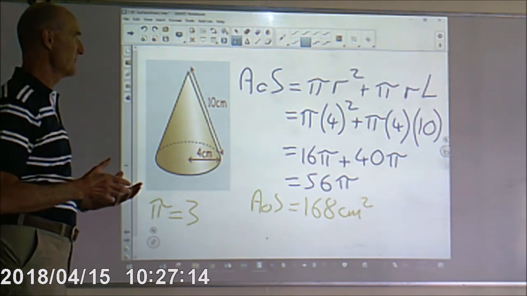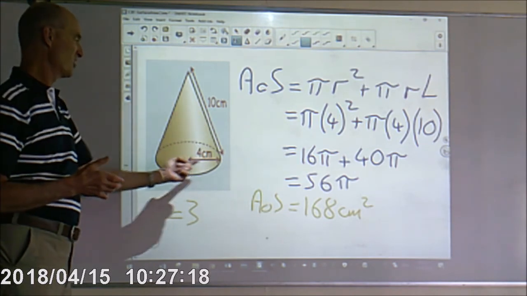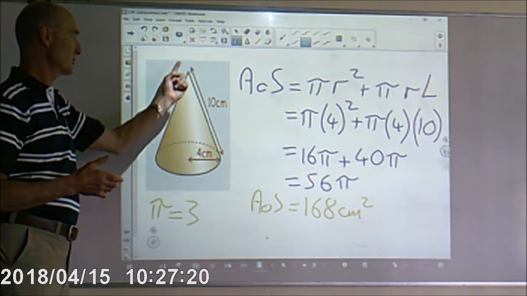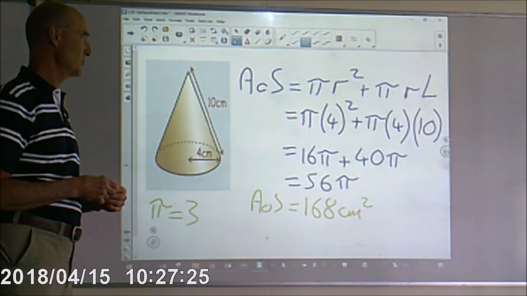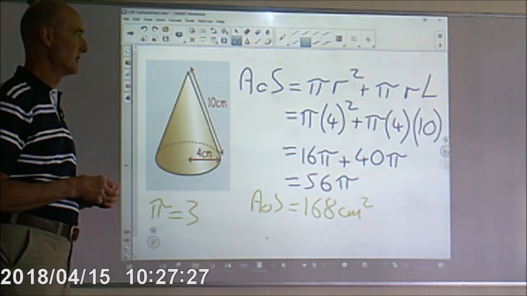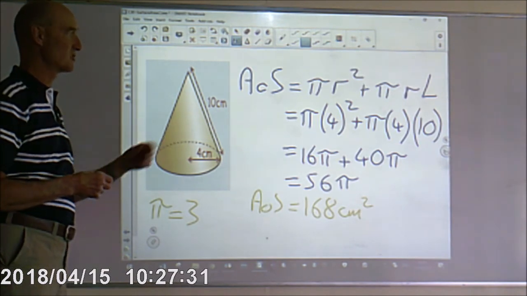Don't forget that if they gave you the total surface area and they gave you, for example, the radius, they could ask you to find the sloping length, and you've just got to rearrange that formula to give yourself an opportunity to calculate the sloping length. So it's just about manipulating the formula around. But that's a basic, straightforward example.